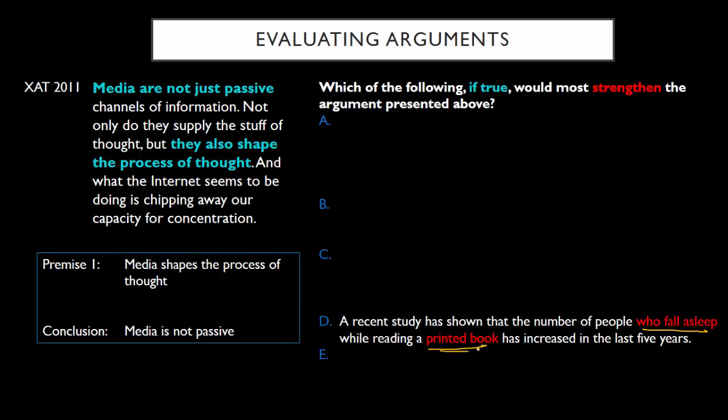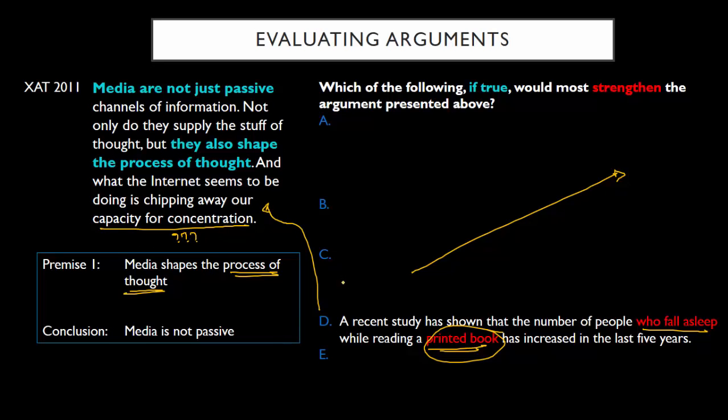D, a recent study has shown the number of people who fall asleep while reading a printed book has increased. People who fall asleep has increased, reading a printed book. Does that in any way suggest a process of thought? Or does it actually support capacity for concentration? It's not clear. Here it's specifically about the internet, and this is about reading a printed book. So neither is it supporting this particular case, because that example is specific to internet, right? And this is about book. Nor is it supporting the case that media is shaping the process of thought. So D is also rejected.